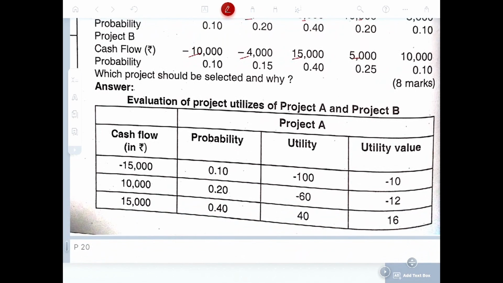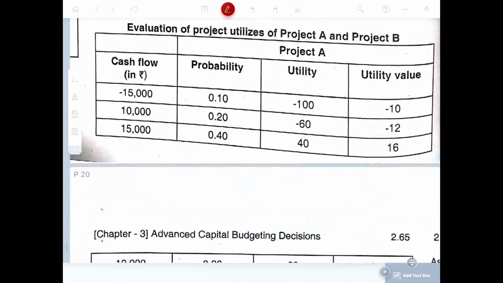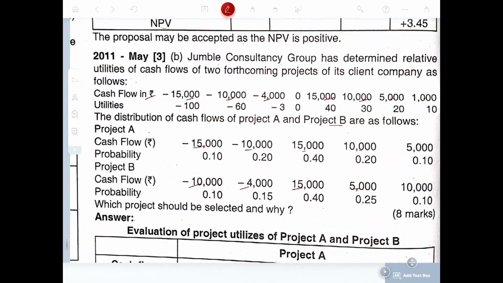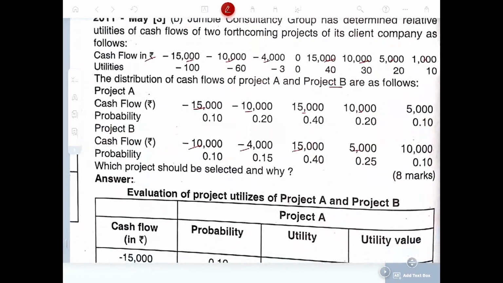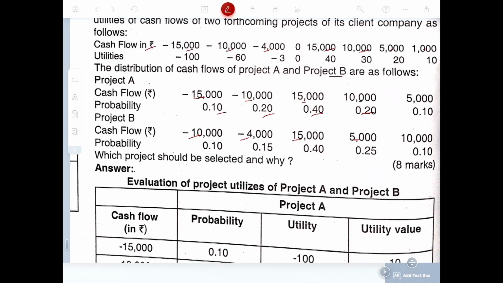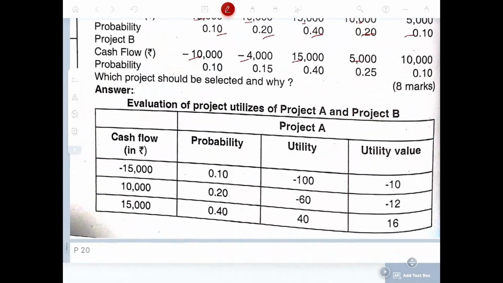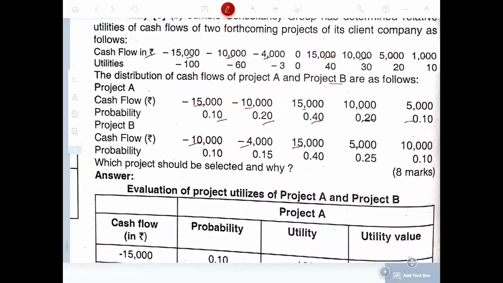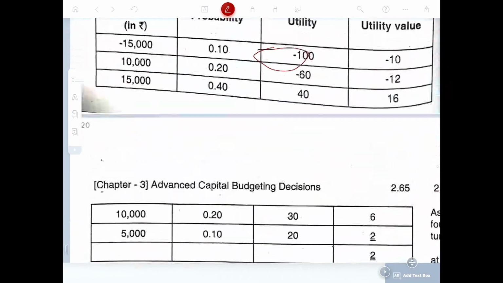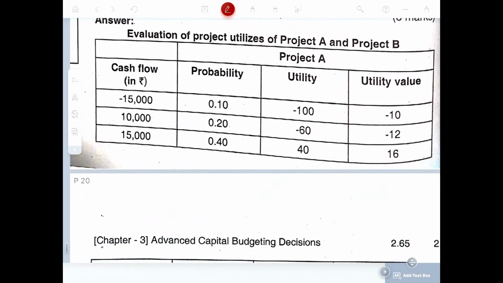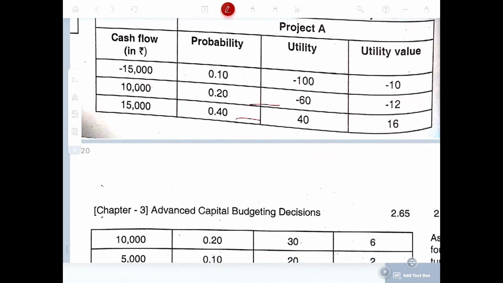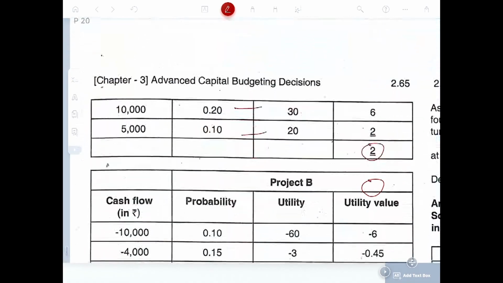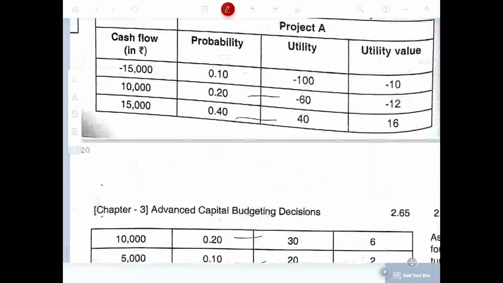Evaluating the project utility of A and B. Cash flows are 15, 10, 15, 10, 5. The probabilities are 0.1, 0.2, and so on. The utilities are 100, 60, 40, 30, 20. The expected utility values based on probability are 10 percentage, 12 percentage, 16 percentage, 6 percentage, 2 percentage. Cash flow, probability, utility in a table.